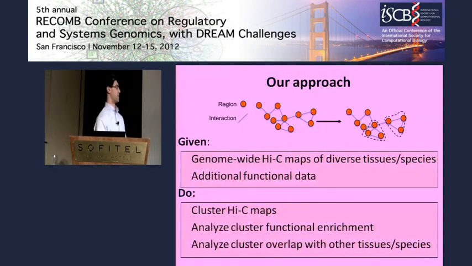Okay, so what did we do? Well, we're given these Hi-C maps from many different data sets, and these come from a variety of different experiments. And we also have additional functional data, once again from a variety of experiments. And what we want to do is first cluster these Hi-C maps, and then based upon those clusterings, we want to analyze them for functional enrichment in different feature sets, and I'll talk about what exactly that means in a minute. And then we also want to analyze these clusters to see what sort of overlap there is from clusters in different data sets, whether those be from different tissues, different species, and so forth.